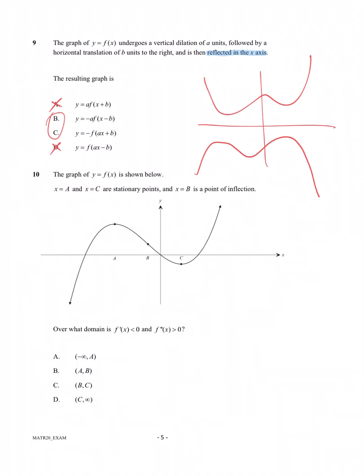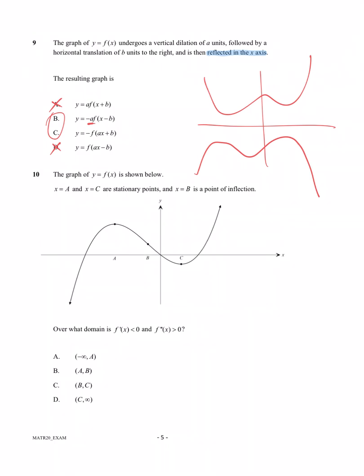So they both are reflected in the x-axis, but the other 2 parts are not correct for one of these 2. I undergo a vertical dilation of A units. Okay, well what that means is I'm going to multiply A by the whole function. So that's going to be out here. So we've already got our answer B, but let's confirm why it's correct.